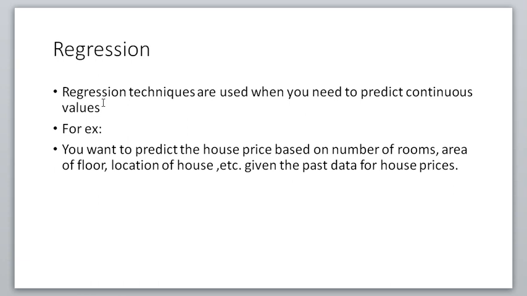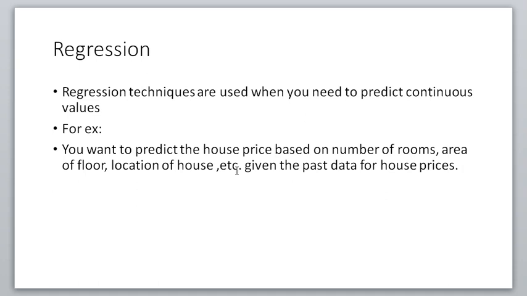Classification will be used when you want to predict some categories or classes. Categories may be 2 or 3 or 4. In regression, the continuous values can be many. Say you want to predict the house price on the basis of the number of rooms, area of floor, and location of house. That means you have been given the number of rooms, area of floor, and the location of house, and you need to predict the house price.